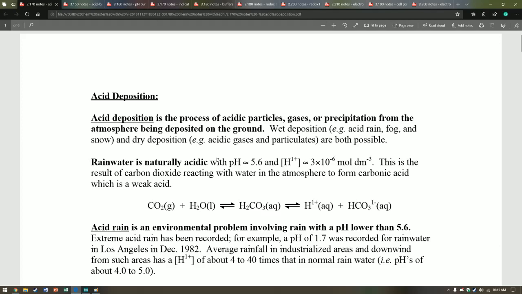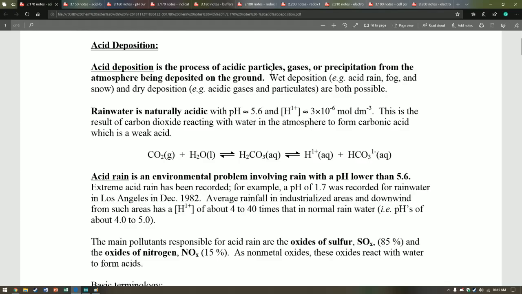Now, acid deposition is the process of acidic particles, gases, or precipitation in the atmosphere being deposited on the ground, such as acid rain, acid fog, acid snow, and there's also dry deposition, so acidic gases and particulates in the atmosphere or in the air that you breathe.